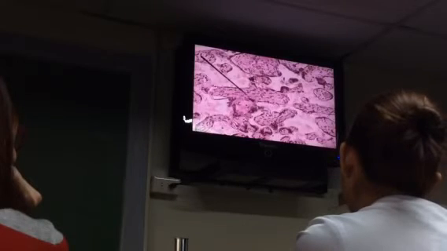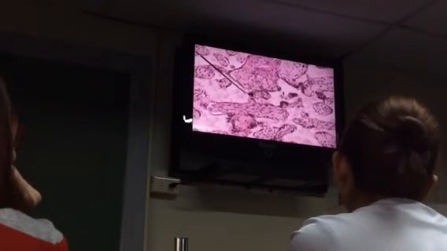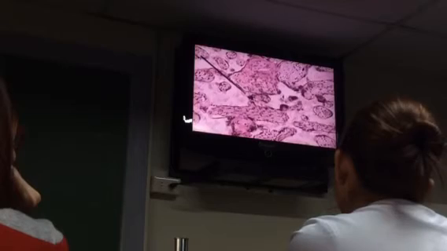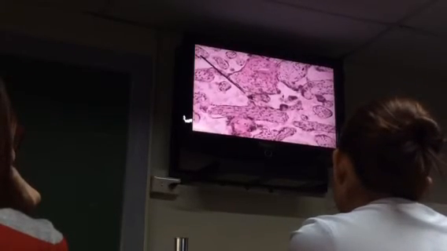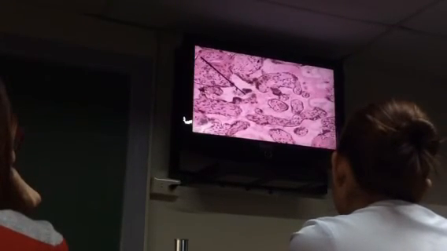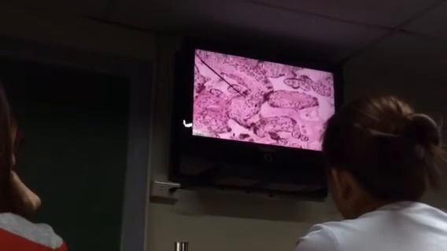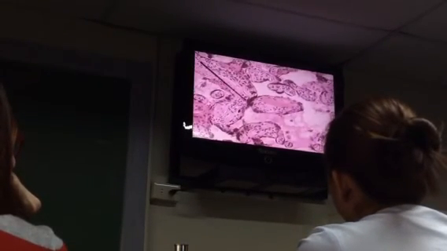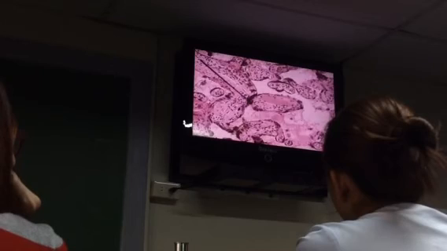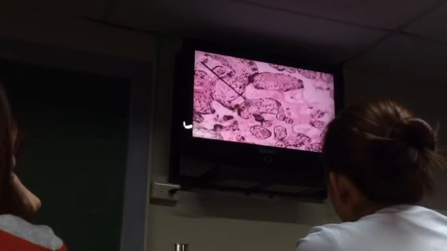Now, you identify these dark, large cells. These are now your syncytial trophoblasts. And we said that these are the ones that secrete your human chorionic gonadotropin. So these are the things we'd like you to identify today.